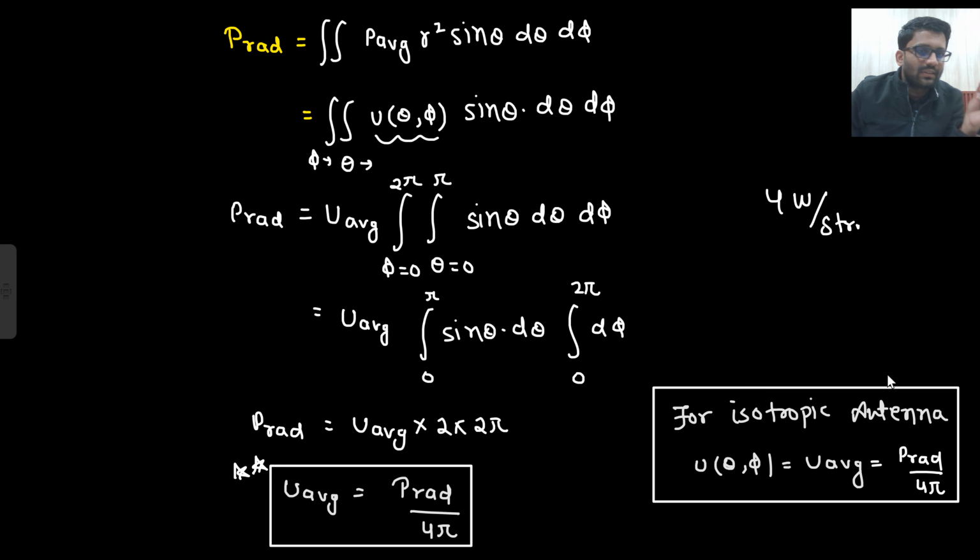So can you find it out? Yes. What I have given, radiation intensity, what is that equal to? P radiated upon 4 pi. So what will be P radiated? 16 pi watt. That would be the answer.